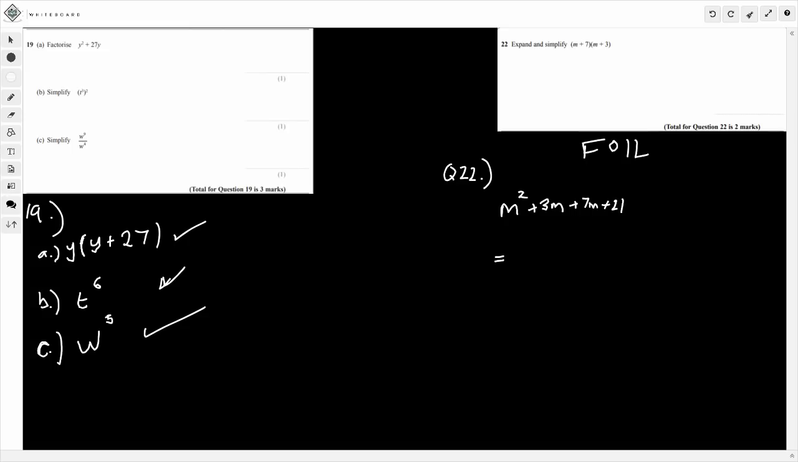So there's no other m squared, so that's just going to be m squared. 3m plus 7m is 10m. And then there's just a plus 21 at the end, and there we go. We have it fully simplified, and that's it expanded. So that's your extra 2 marks there.